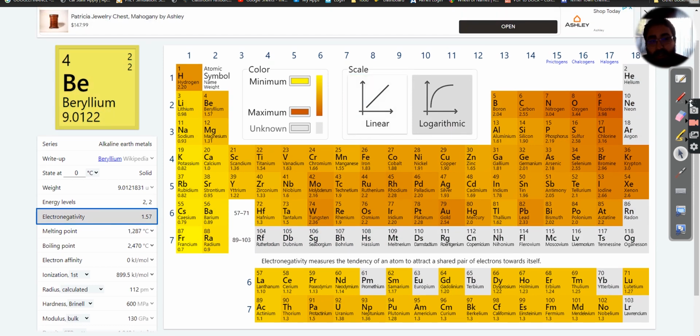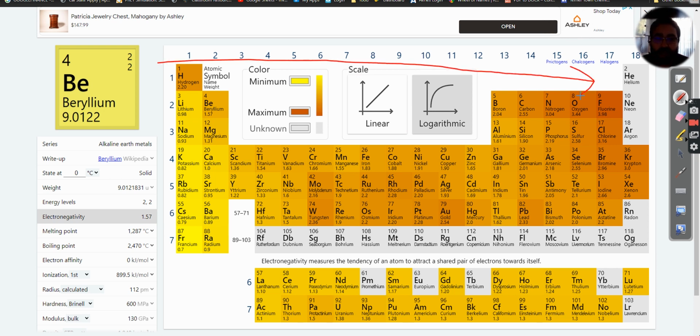Now, electronegativity, there's a pattern you must always recognize. Electronegativity increases as we go to the right, and it increases as you go up. So, fluorine has the highest electronegativity, and then francium has the lowest. The closer you are to fluorine, the higher your electronegativity. The closer you are to francium, the lower your electronegativity. Now, why does that happen, or what is it? Electronegativity is how much pull an atom has on electrons.